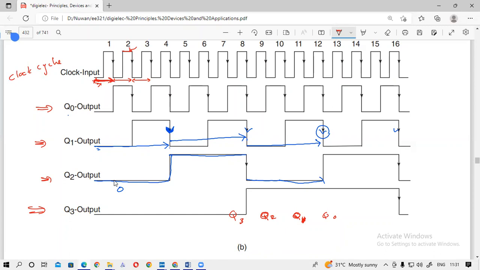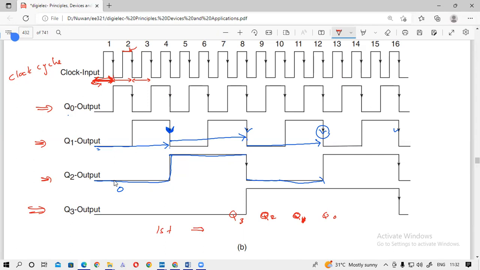So you can see that at each clock cycle, Q0, Q1, Q2, Q3 will be changed. So we will see the value at the first clock cycle. What are the values at the first clock cycle? Can someone tell me? What is the value at Q0, Q1, Q2, Q3? See this waveform and check.